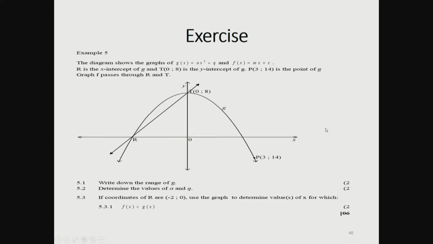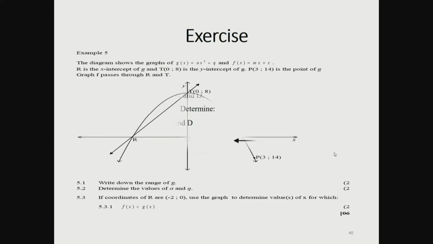I'm going to leave this one for you to do. Very important: write down the range of g. Obviously, that one is given. They say the turning point or the y-intercept, there it is. Then from there, determine the value of a and q. Then if r is minus 2, use the graph to determine the values of x for which f(x) is less than g(x).